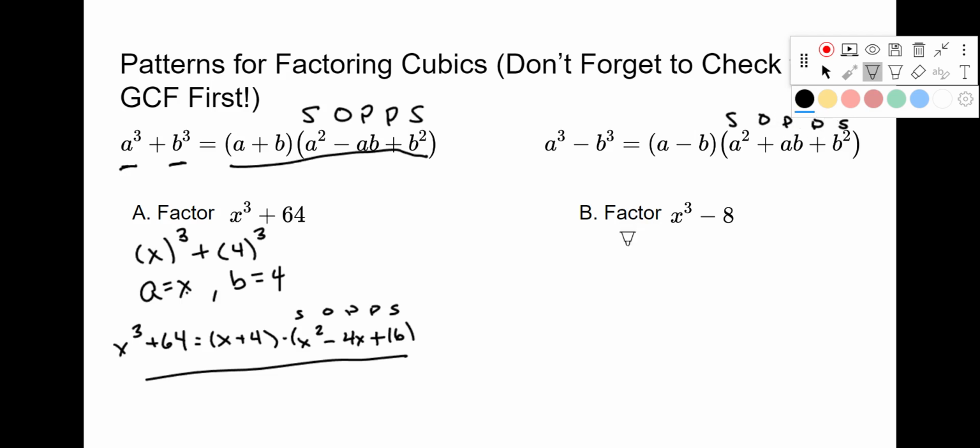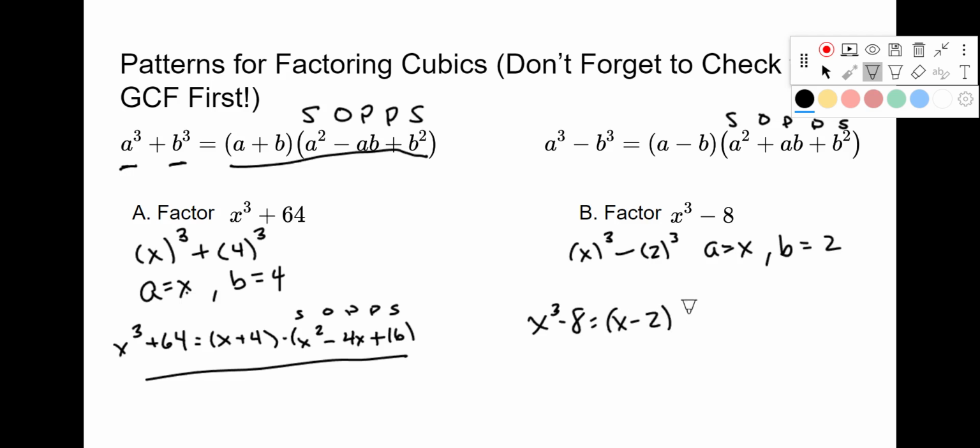So let's try to factor x cubed minus 8. So to do that, we have to identify a and b. What's being cubed? Well, x is being cubed to make x cubed. And to make 8, 2 is being cubed. So that means a will be x, b will be 2. So now that must mean that x cubed minus 8 will factor as, follow the formula, a minus b times, okay, SOPPS. Here we go.